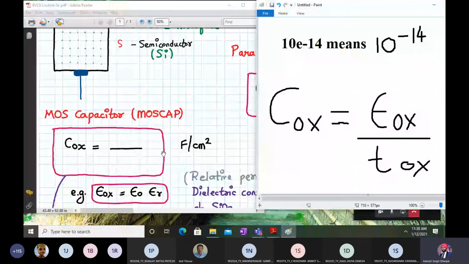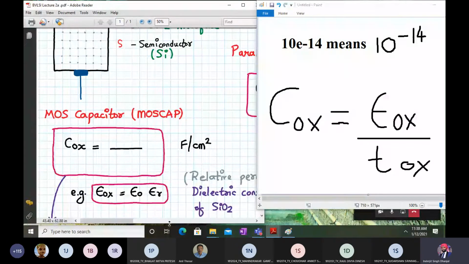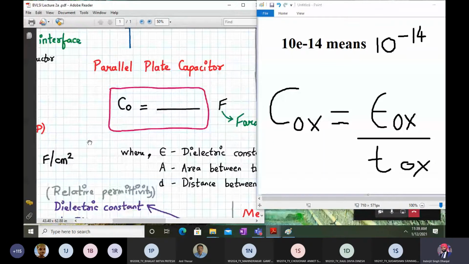Okay, fine. Let me go back to the PDF. So over here, if you compare it with the earlier formula, C equals epsilon A by d, correct? So basically, what can I say over here? In this formula, this COX is basically C_OX divided by A, unit area.